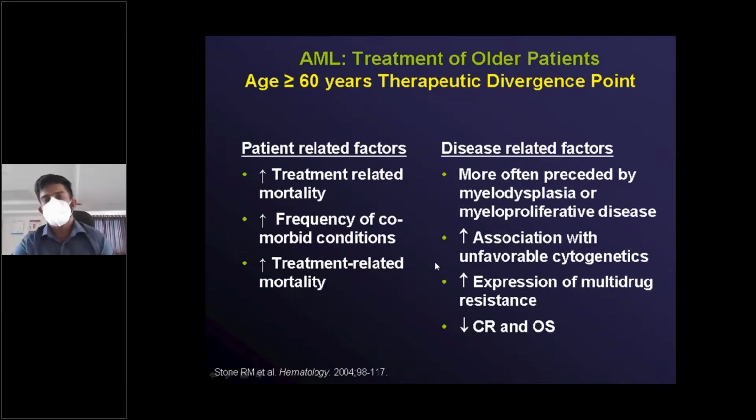We've not discussed what cytogenetics are unfavorable because it's beyond the scope of this class, but you can go back and read in Harrison. It's given very clearly. Greater expression of multi-drug resistance can be seen in older individuals. Decreased complete remission and overt symptoms can be seen.